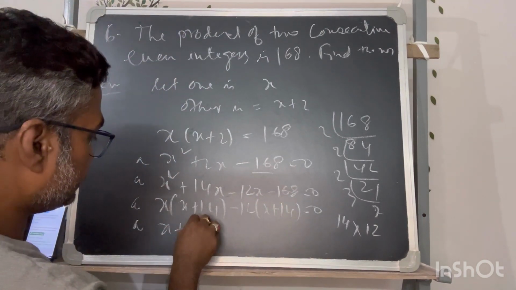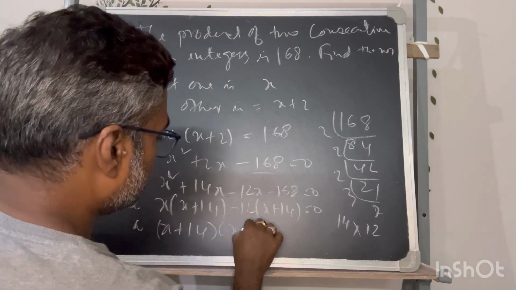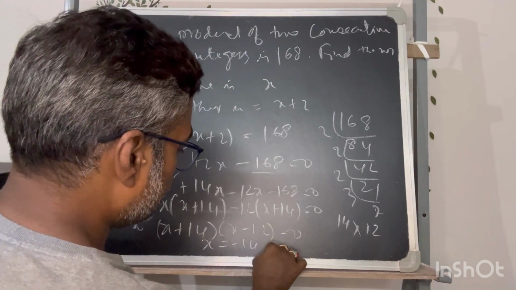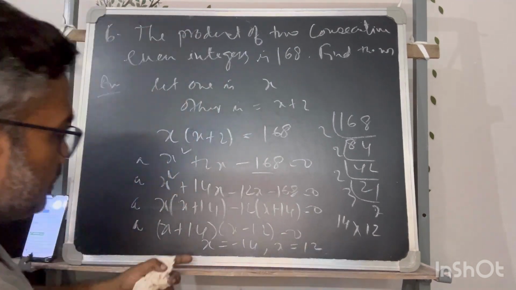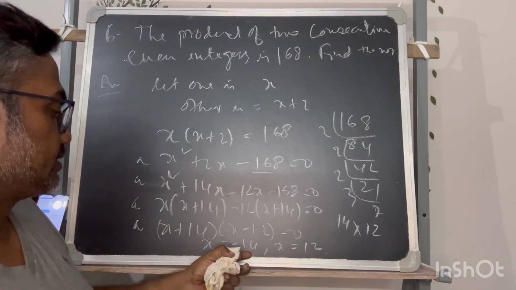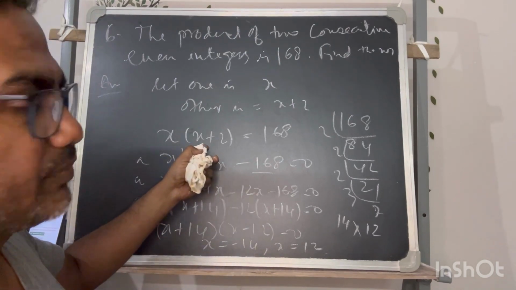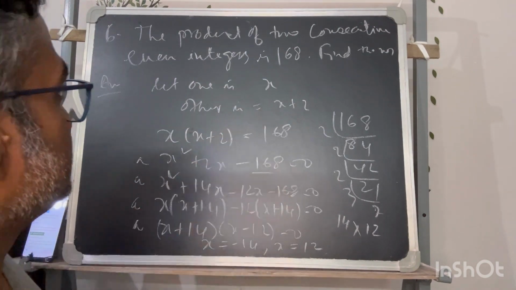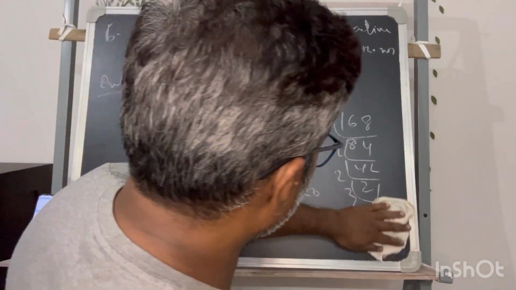So x plus 14 into x minus 12 is equal to 0. Now x could be minus 14 or x could be 12. Trying both of these one by one. If x is equal to 14, the other one will be minus 12. If it is equal to 12, it will be 14. So a similar result will come.